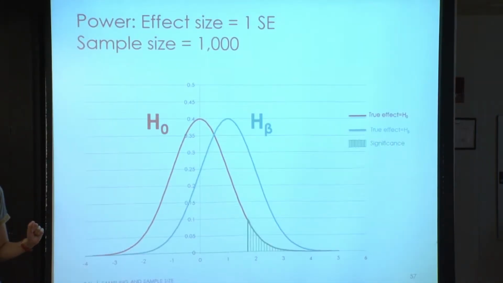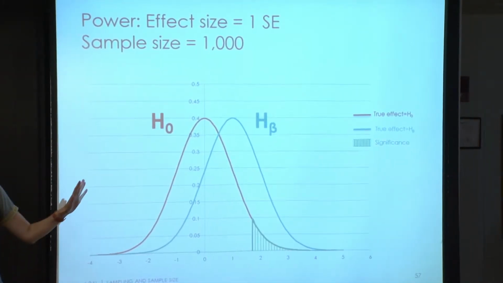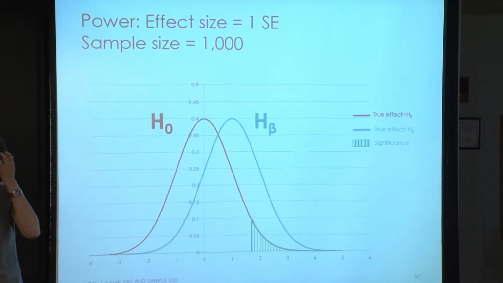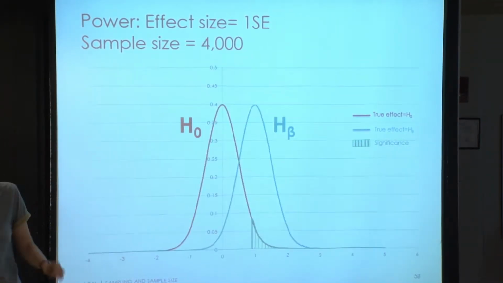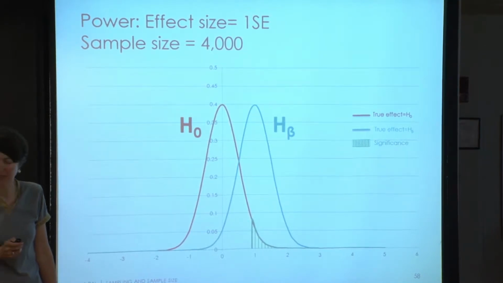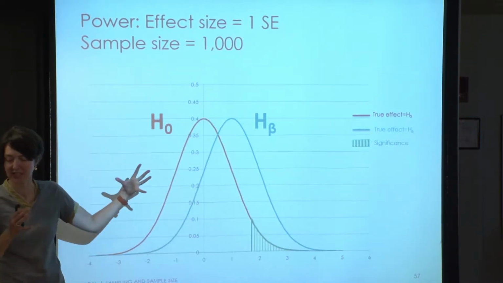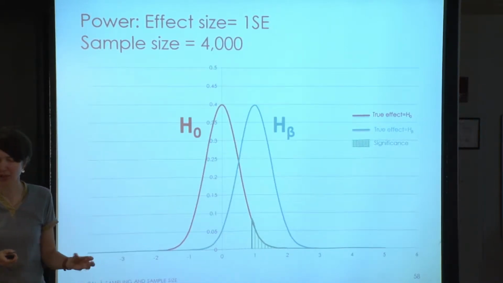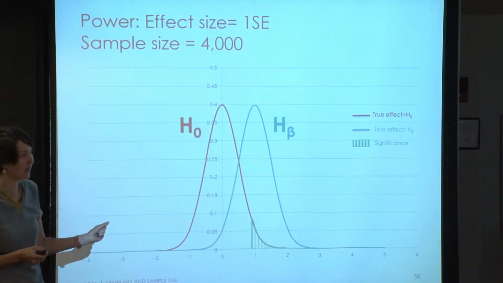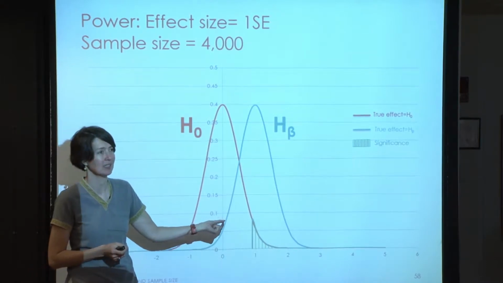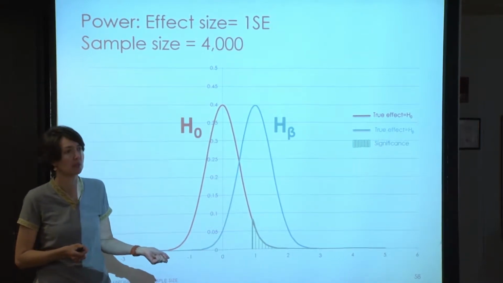Good. So this is an effect size of 1 standard deviation and a sample size of 1,000. This would be if the sample size was 4,000. And suddenly we've got a lot more power. So you see they go from fat to thin because we're much more likely to get the true effect when we have lots of people.